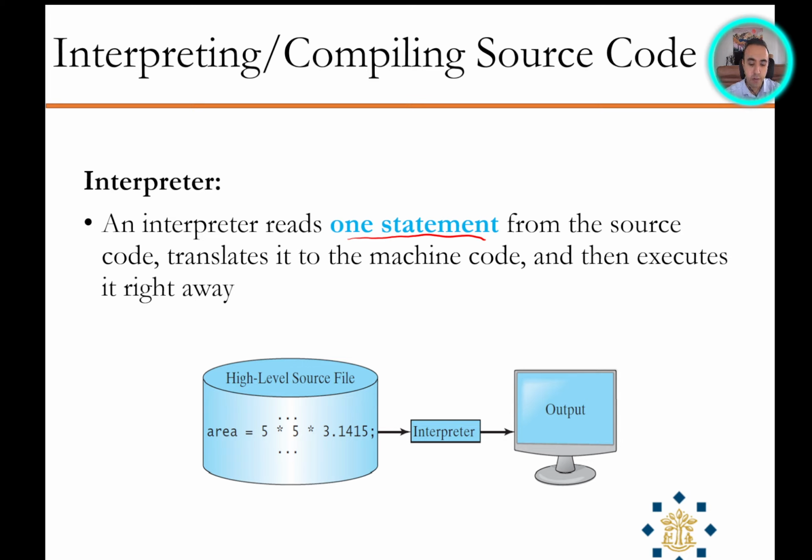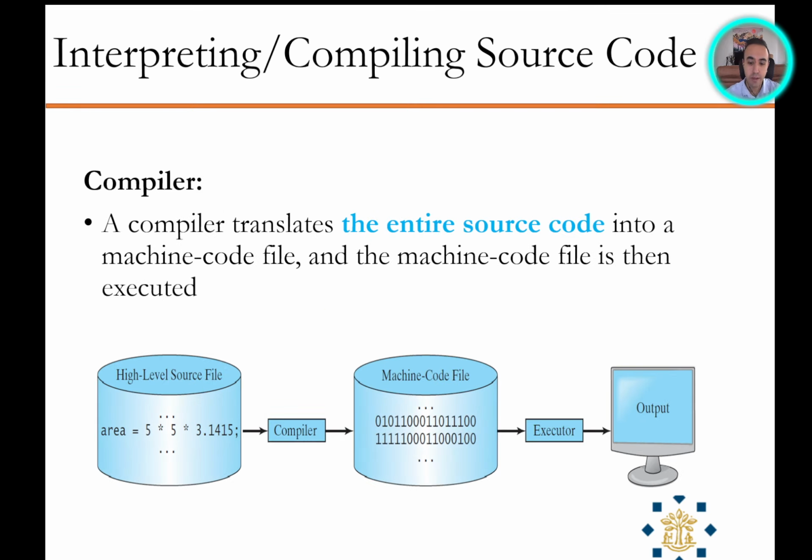So if you have, let's say, 100 lines of code, these are the instructions, this is the source code. The first line is translated and executed. The second line is translated and executed, one by one, separately and independently, okay? So this is how an interpreter works.